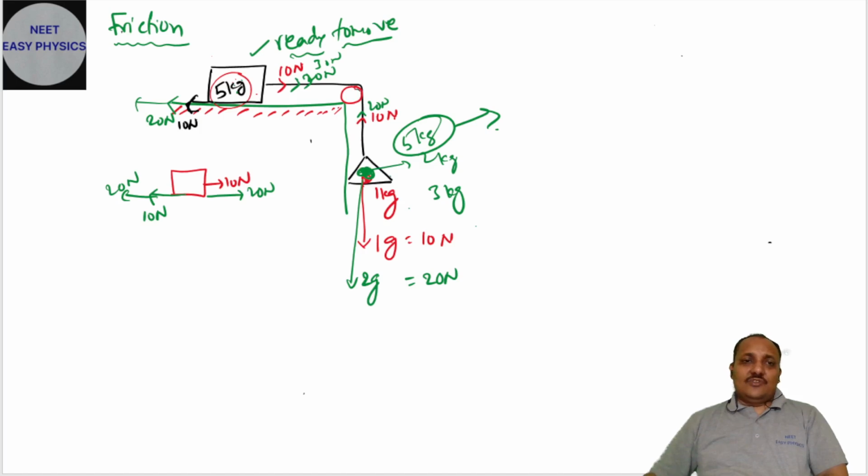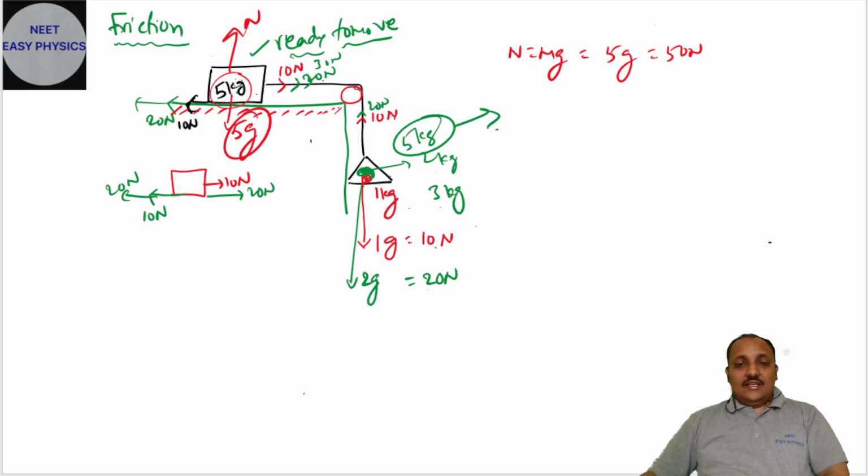Why is it at rest? Its normal reaction is equal to its weight, that is 5g. So normal reaction is mg, here 5g, 50 newtons. You increase it from 10, 20, 30, 40, 50. Till 50, it is not moving. If you are increasing the upward force, it is increasing its self-adjusting force. Who is adjusting this force? The object by itself is adjusting so as not to move towards the right.